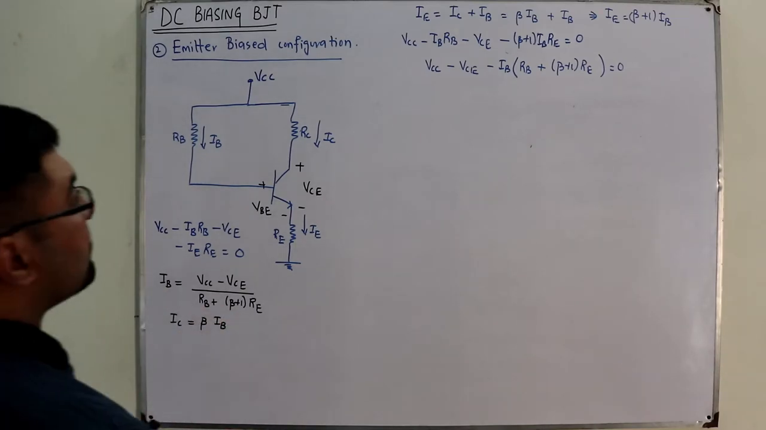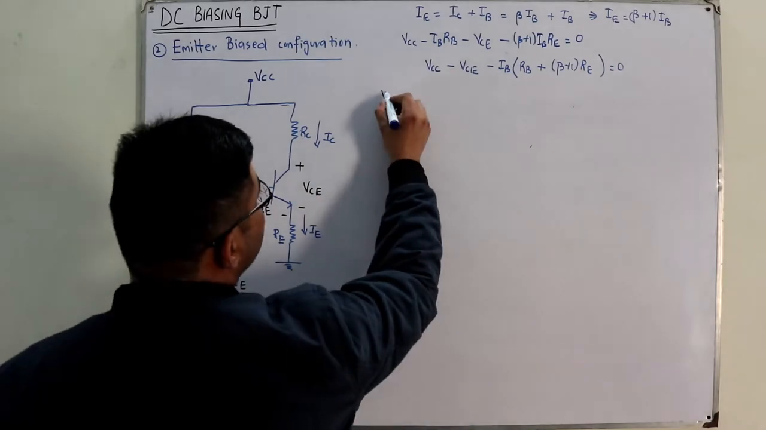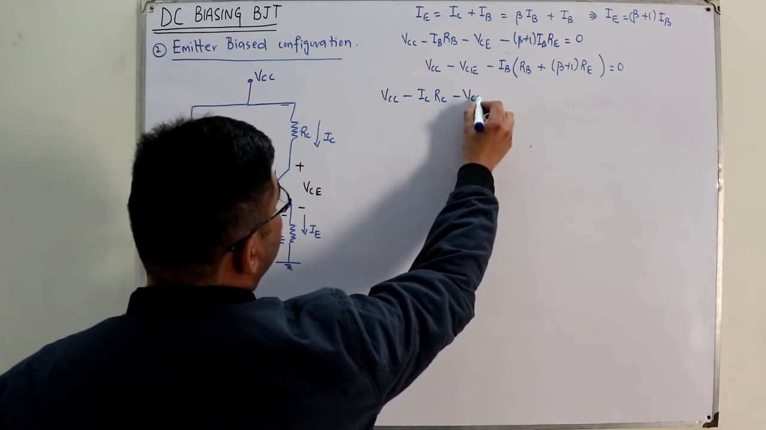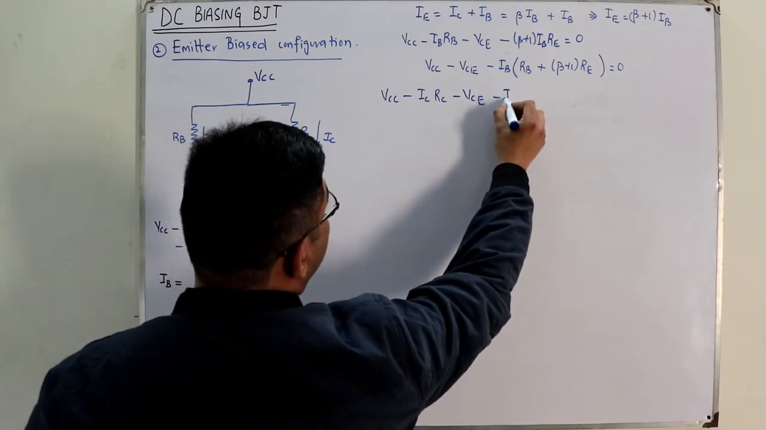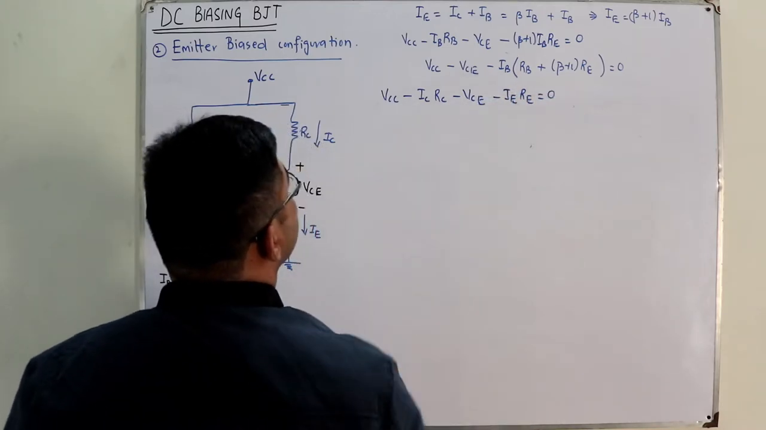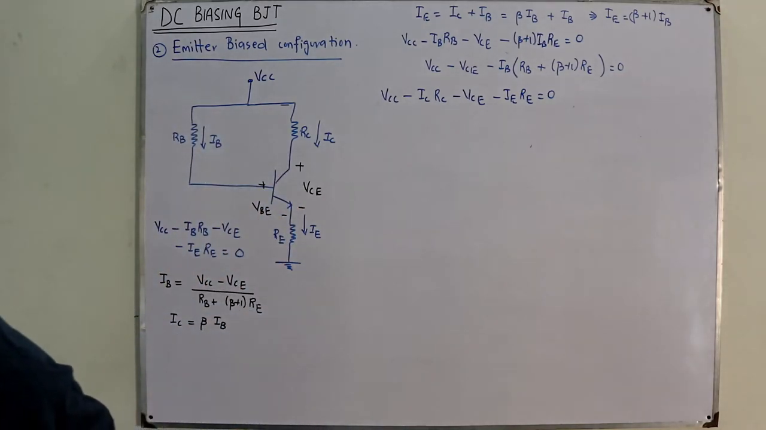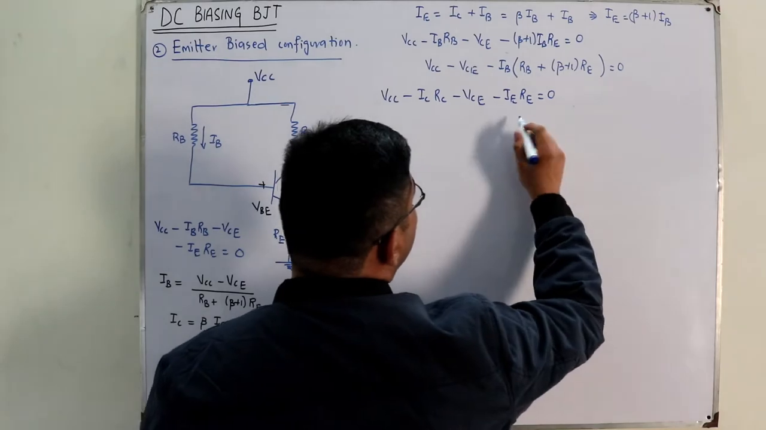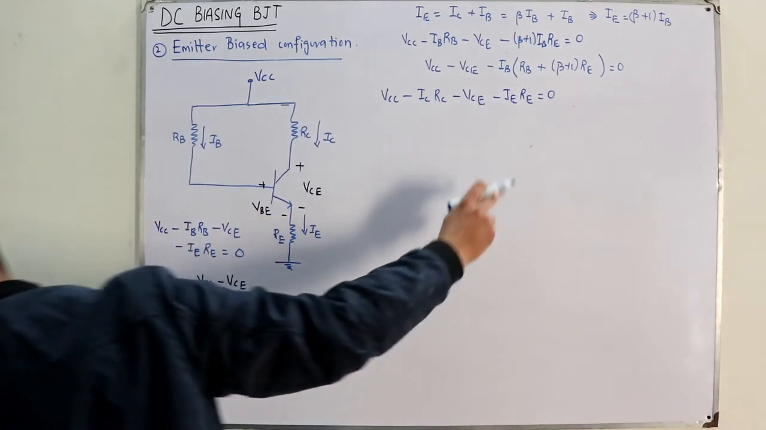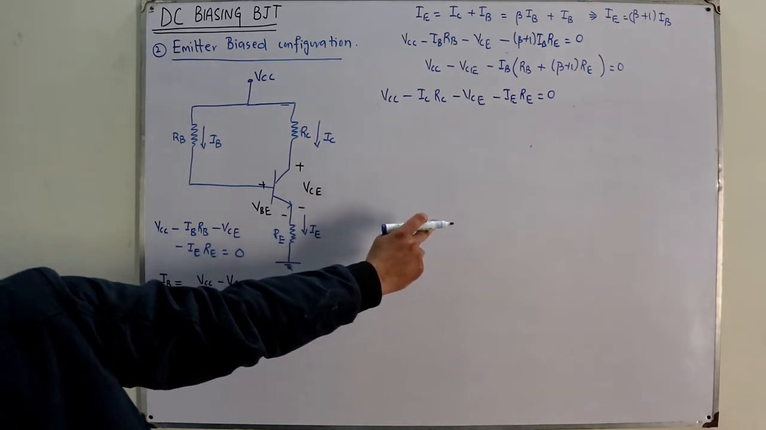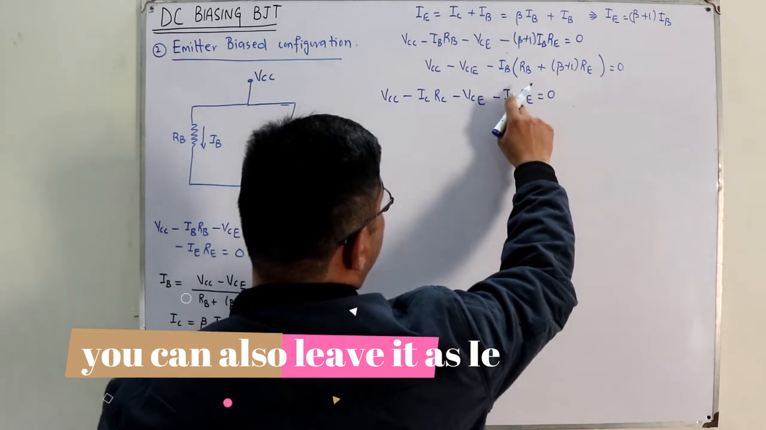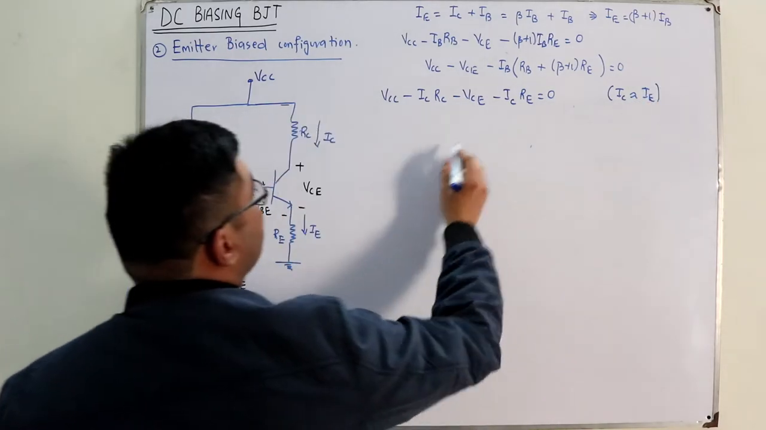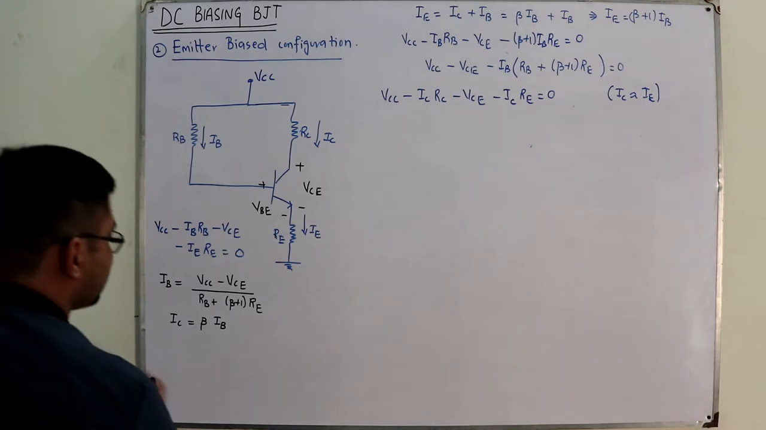Similarly, KVL to the output loop. KVL to the output loop would state what? VCC minus ICRC minus VCE minus IERE is equal to 0. So from here you can have the value of VCE. IE is approximately equal to IC, so I could write this as ICRE as well. Why? Because IC is approximately equal to IE. So you can have from here the value of VCE, which is the output voltage.